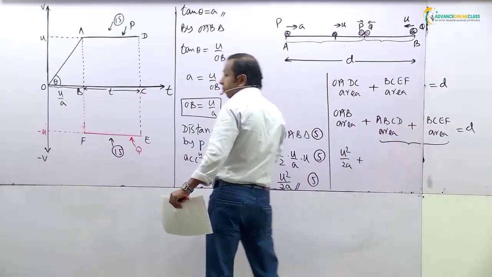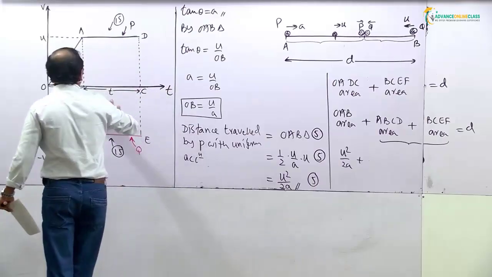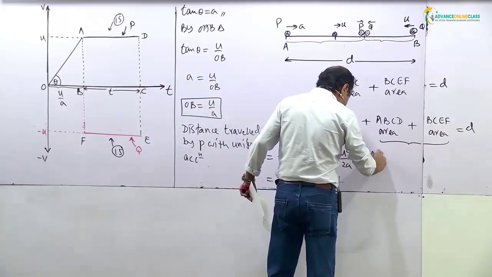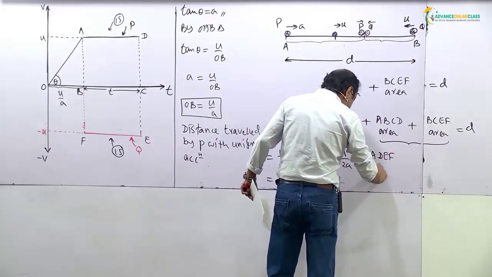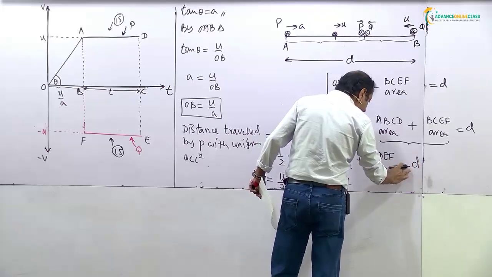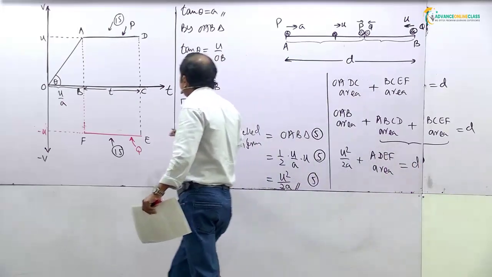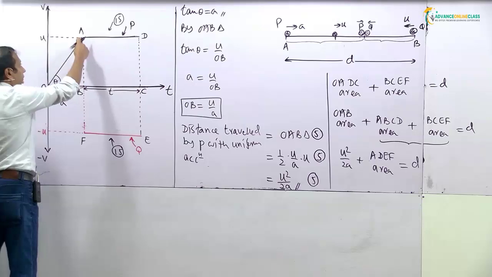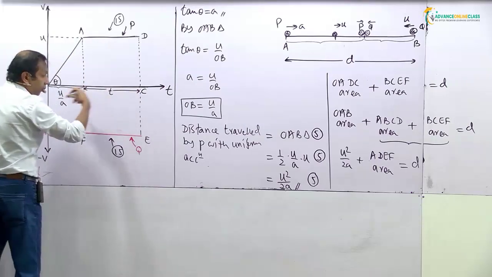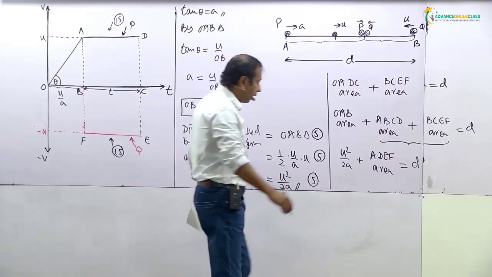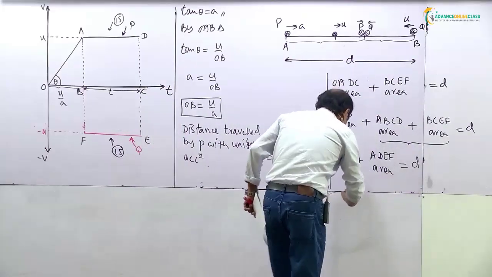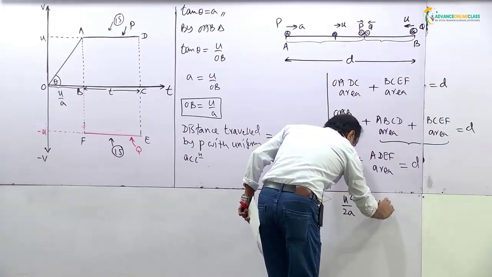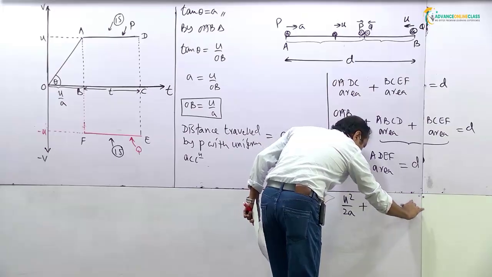These two together mean what? This plus this. What is that? ADEF area. This is equal to D. This ADEF area you can easily find. It is what? It's a rectangle. Height is 2u, this is T. 2u T. Right. Then we can write u squared over 2a plus 2u into T is equal to D.